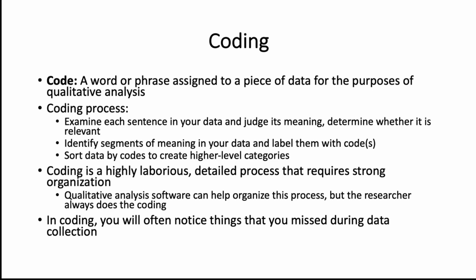So a code within qualitative data analysis is essentially a word or a phrase that is assigned to a piece of data for the purpose of analysis. So the coding process in qualitative research looks like examining each sentence in your data, judging what it means, judging whether it's relevant, and then starting to make meaning of it and label data with a code or with a word or a phrase that represents that segment of data.